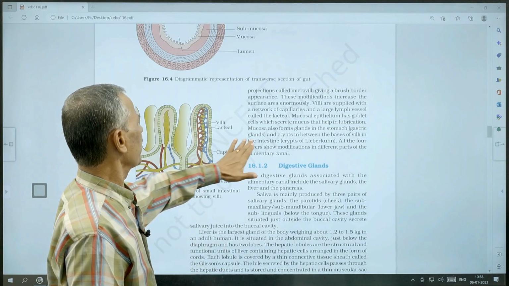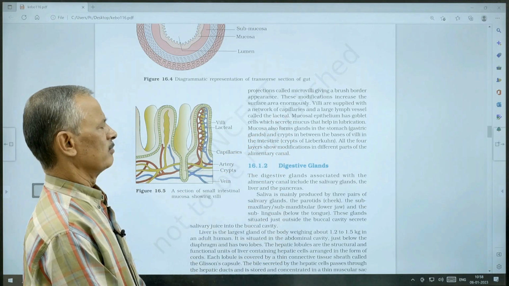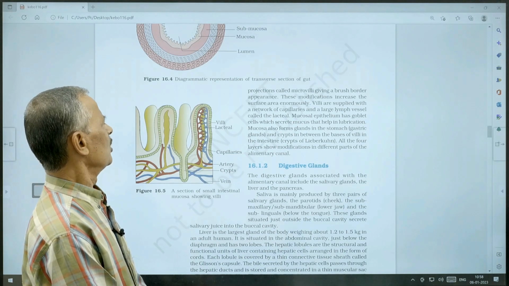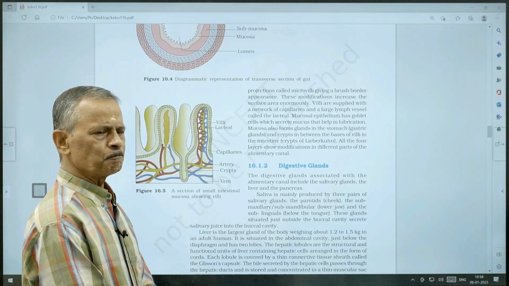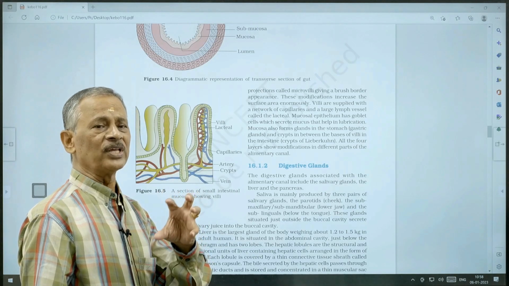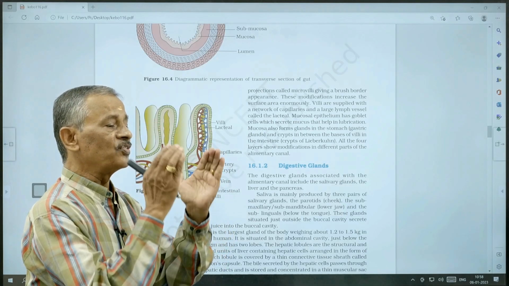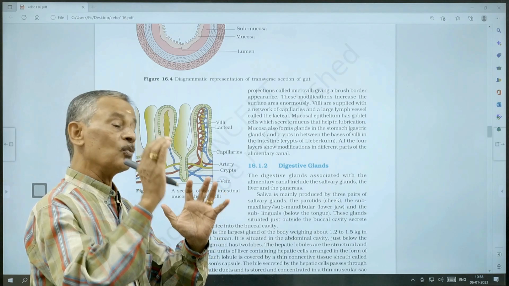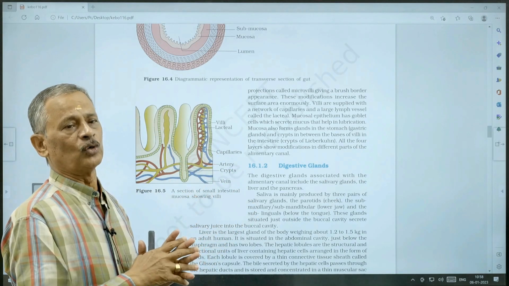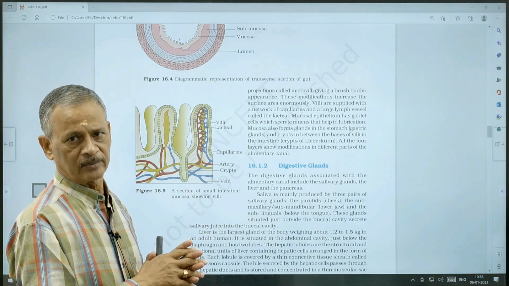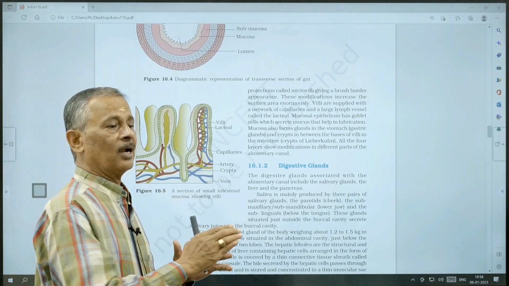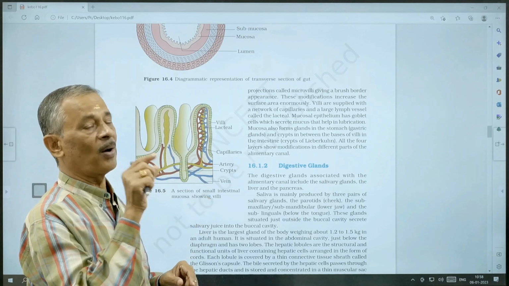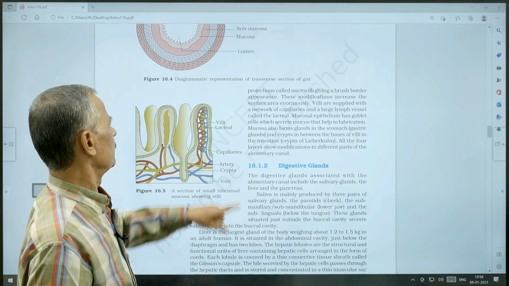Also, they have mucus-producing, slimy secretion-producing mucus glands. These mucus glands produce a viscous secretion, the mucus, which helps in smooth contact of the food through the alimentary canal. They help in making the food slippery so that it passes on very smoothly.